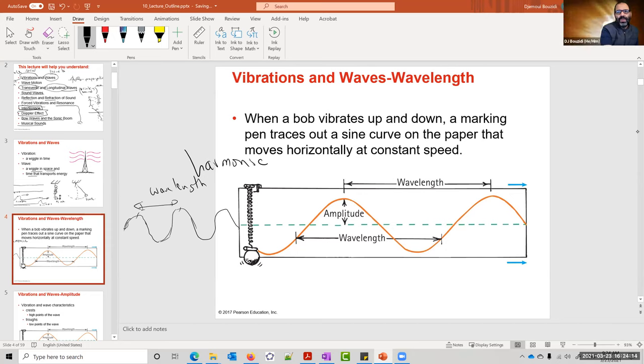So if you say, for example, how about this point to this point? That's going to be the same distance. It's the same wavelength, okay? And the wavelength is measured in units of distance, which is a meter. Okay, so this is basically what it is. It's a distance between two peaks or two minima, okay? Or any points that resemble each other, okay?